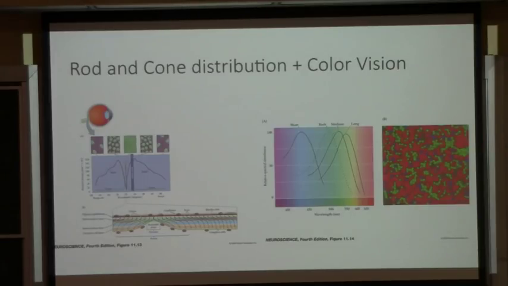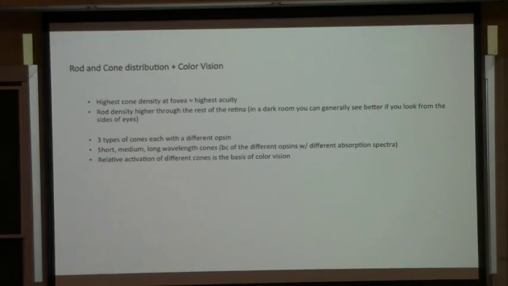And then on the right side, I just put a quick diagram. You have 3 different types of cones, and each one has a different type of opsin. These pigments are sensitive to medium, short, and long wavelengths. Sorry, I don't know why I said it in that order. Basically that covers your entire spectrum, and your relative activation of the different cones is the basis of your color vision.